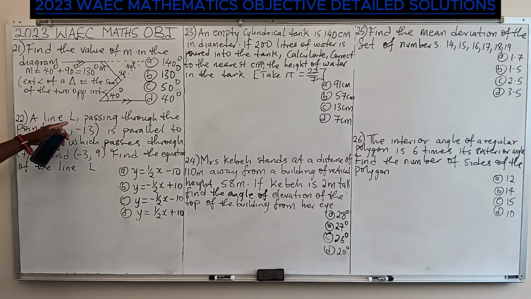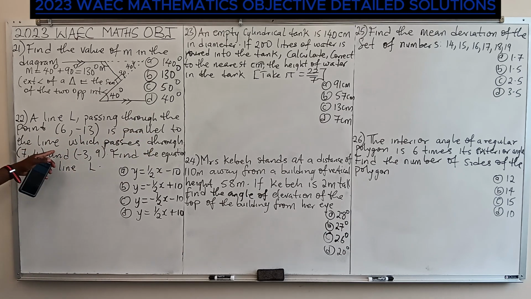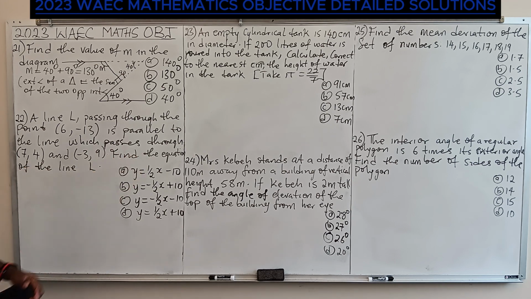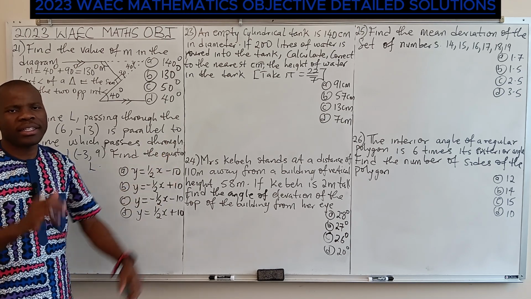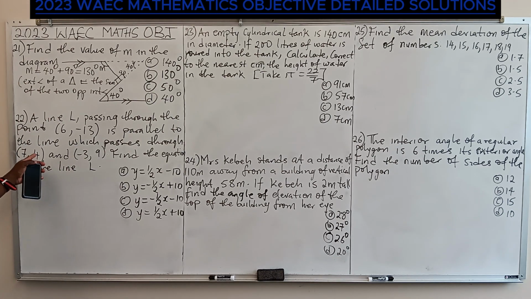22 says a line L passing through the point (6, -13) is parallel to the line which passes through (7, 4) and (-3, 9). Find the equation of the line L. Now, we know that when two lines are parallel, their gradients are equal. So what we will use here is we'll find the gradient of this other line and use it here because we are sure that they are equal because the two lines are parallel.